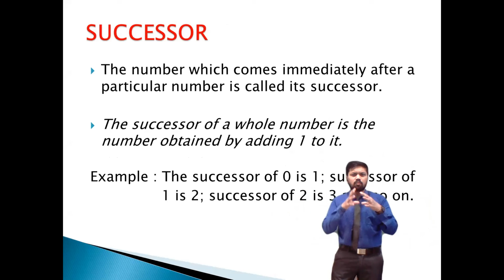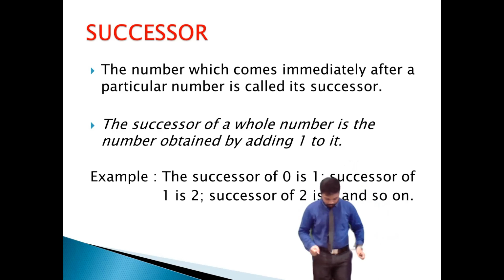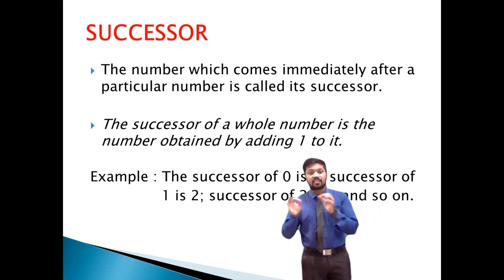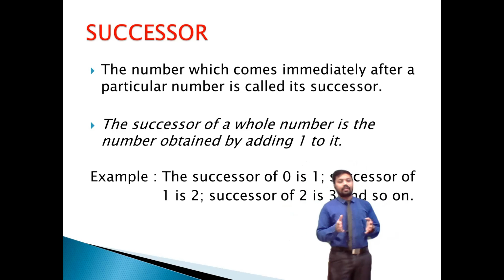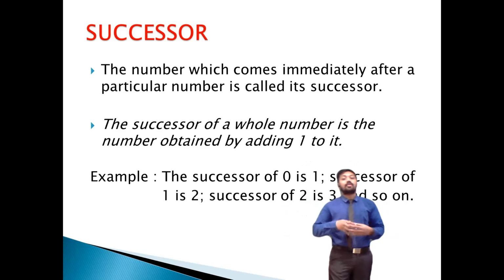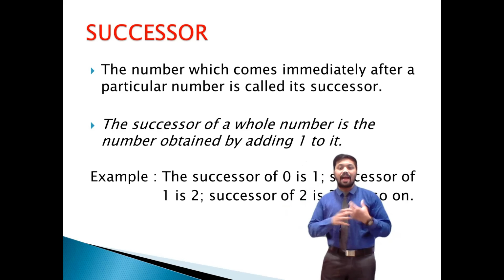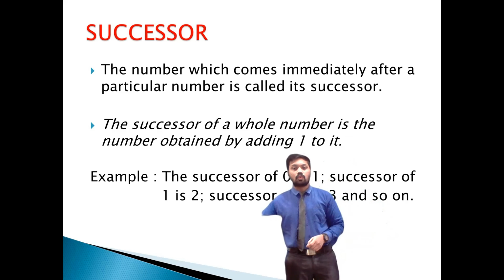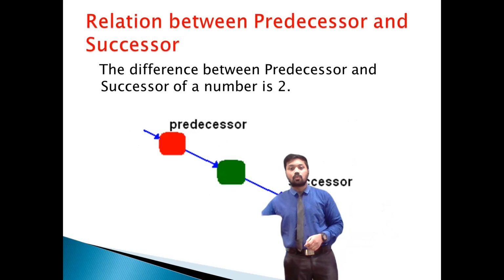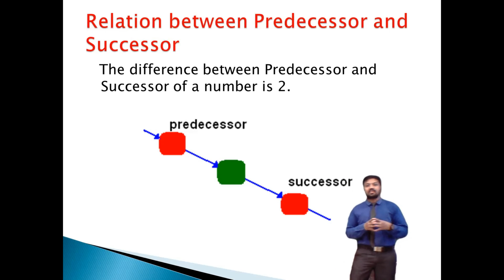Now I will ask a small question. Is there any unique digit successor for 9? No, the successor will be 10, so we cannot have a unique digit successor. This is the concept of successor and predecessor. Predecessor means we have to do minus 1. Successor means we have to do plus 1. This is the relation between the predecessor and successor.